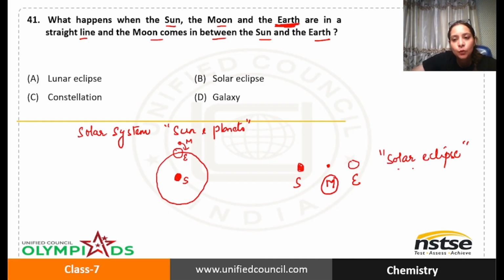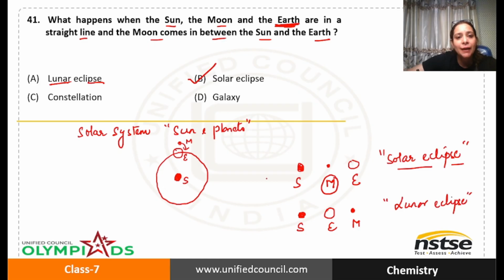So this is what a solar eclipse is. So B is the right answer. Otherwise, if we talk about a lunar eclipse, it is just opposite to it. In a lunar eclipse, the sun is here and the earth is in the center of sun and moon. So this situation is called a lunar eclipse.